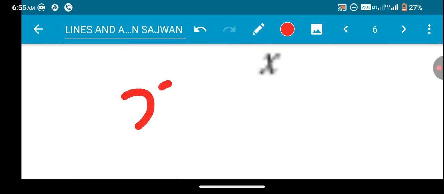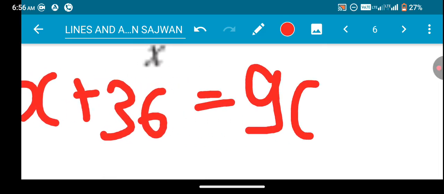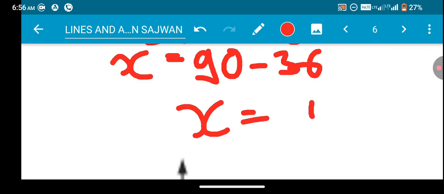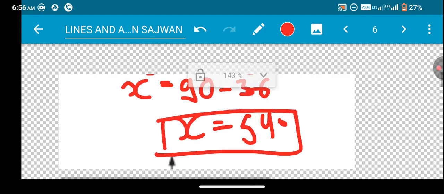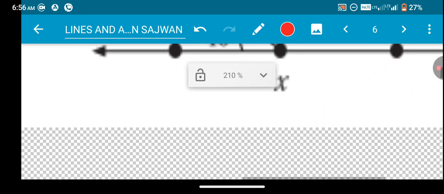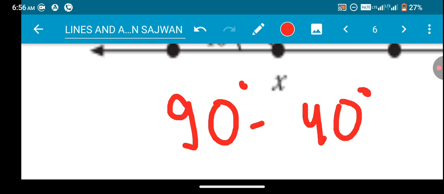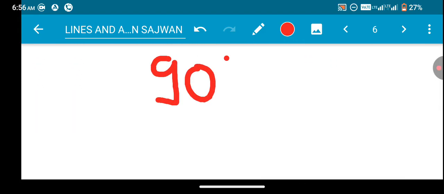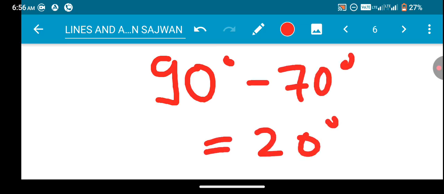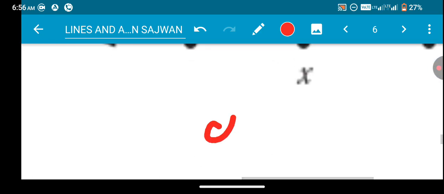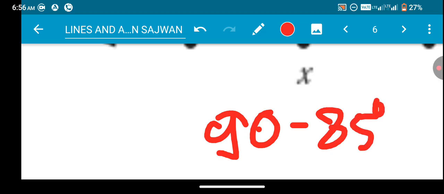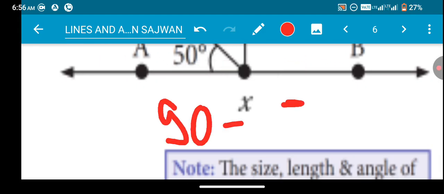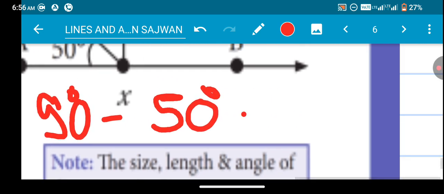Okay, 36. X plus 36 will be complementary, then x plus 36 is equal to 90 degrees. X is equal to 90 minus 36. 54 degrees is the answer. Now in short I will tell you all the answers. 40 degrees, it means 90 minus 40, 50 degrees is the answer. 70 degrees, 90 degrees minus 70 degrees, 20 degrees. 85 degrees, 90 minus 85 degrees equal to 5. It says 50, 90 minus 50 degrees, 40 degrees.